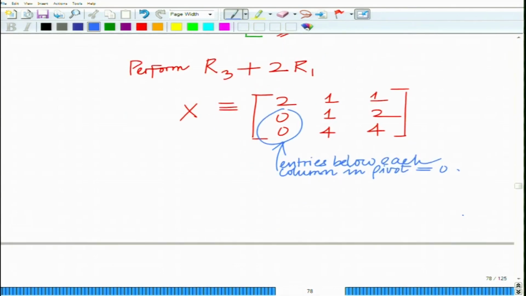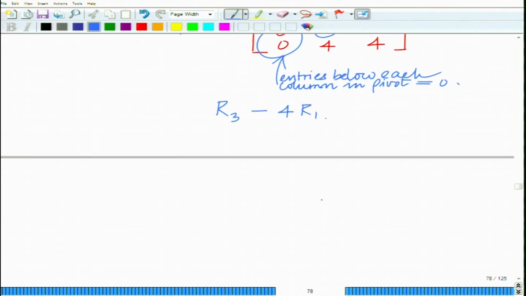And now, similarly, we can use this as a pivot, and we can again perform R3 minus 4 R1, and that equivalently yields the first row as it is, the second row also as it is, and the third will become 0 0 and 4 minus 8, that is minus 4.